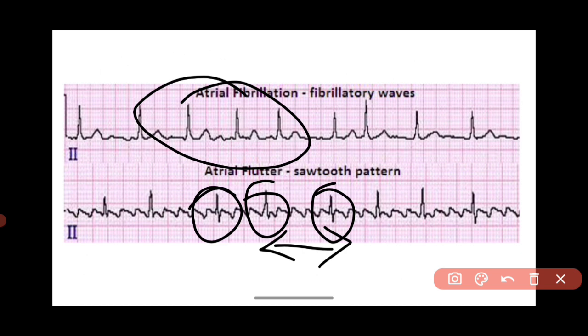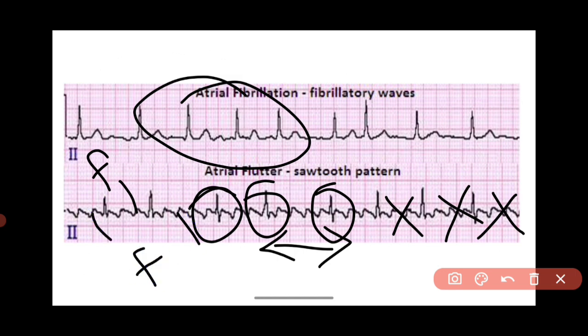And here also there is no P wave. You cannot see any P wave. Instead of P wave, what wave is present? Flutter waves are present. These waves are called what? Flutter waves. Understand?